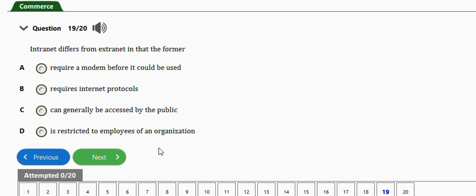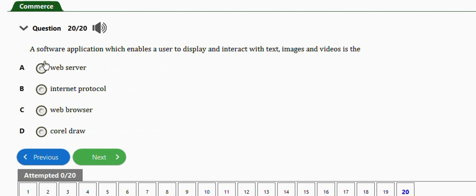The last question to end this video, this one says a software application which enables a user to display and interact with text, images, and videos is the web browser. Option C. So guys, this is basically how to do problems involving advantages, disadvantages, and activities in computer for your JAMB. Practice with about 18 to 20 questions for this subtopic. Hope you learned something interesting in the video.